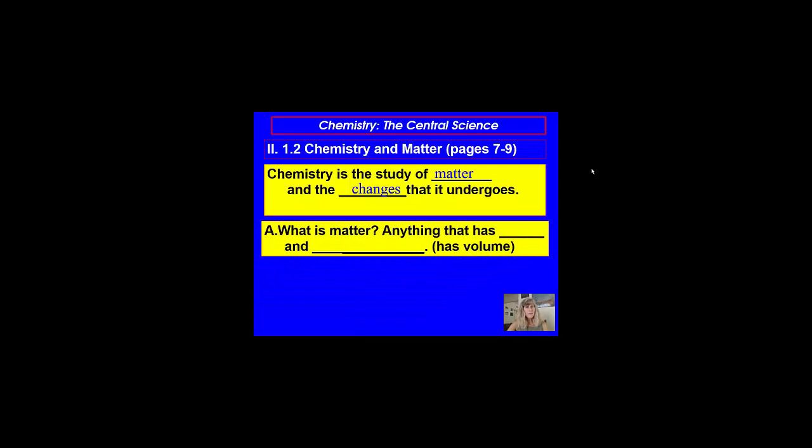Okay, jumping ahead. So Roman numeral 2, what is the definition of chemistry? It's the study of matter. I like to say matter and energy, but we can also say, as your textbook shows, matter and the changes that it undergoes. And what's matter? Do you remember that from integrated science? Anything that has mass and takes up space, and we call space volume, right?